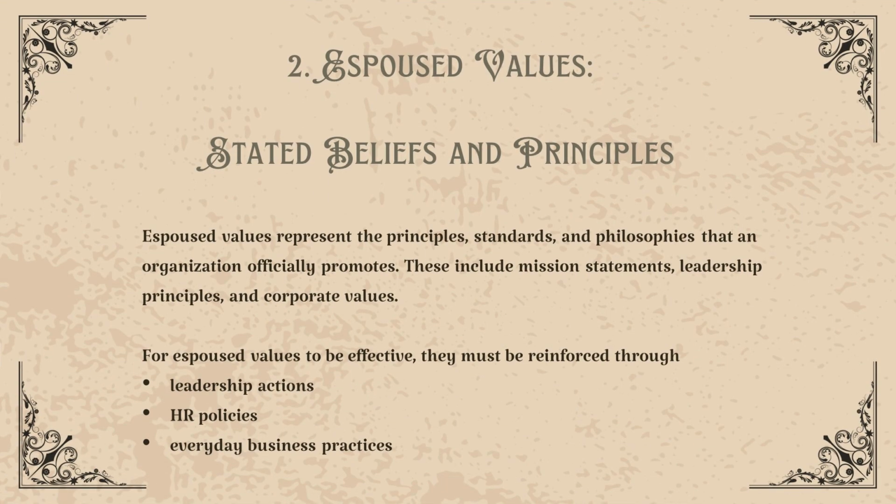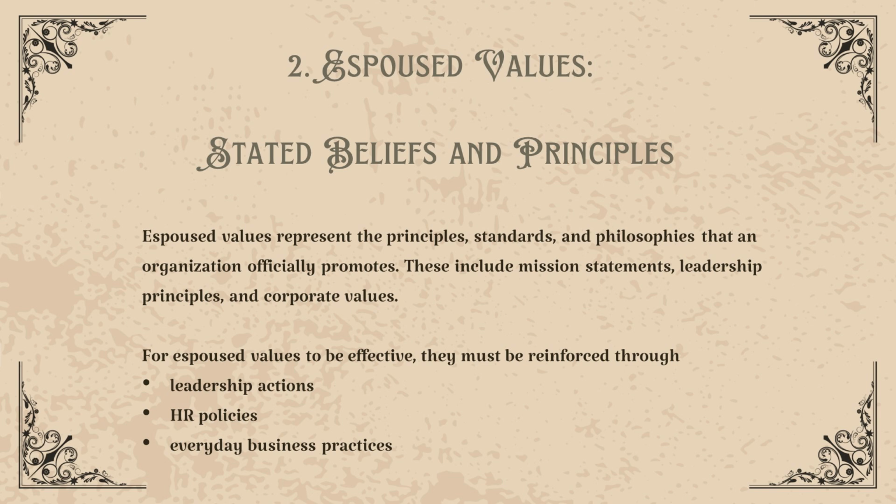Espoused values, stated beliefs, and principles. Espoused values represent the principles, standards, and philosophies that an organization officially promotes. These include mission statements, leadership principles, and corporate values that companies communicate internally and externally. Espoused values articulate what an organization stands for and serve as a guide for decision making and employee behavior.